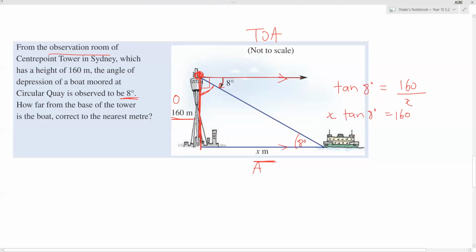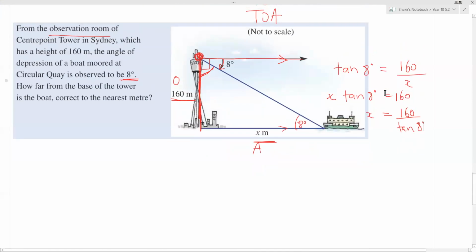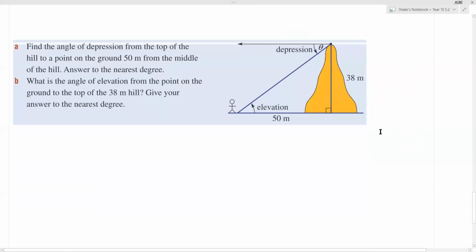And because you want X by itself, I'm going to divide both sides by tan 8 now. So you'll have X is equal to 160 over tan of 8 degrees. You put that in the calculator and you'll get the answer. How far from the base of the tower is the boat? Put it in the calculator, you get the answer. Once again, I'm going to skip putting it on the calculator just to make the video shorter.